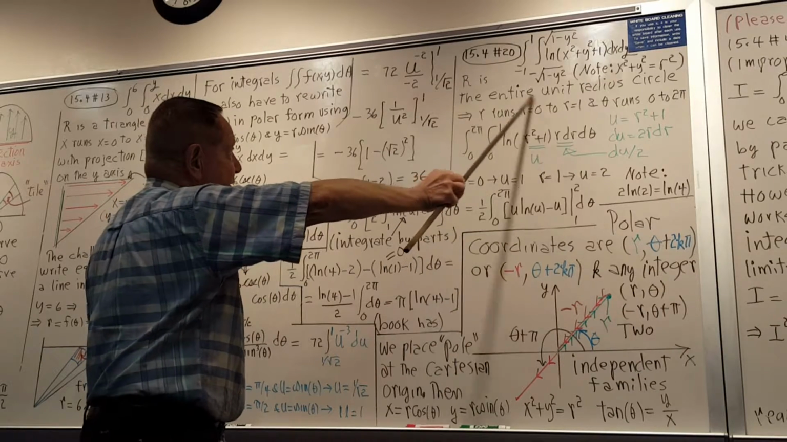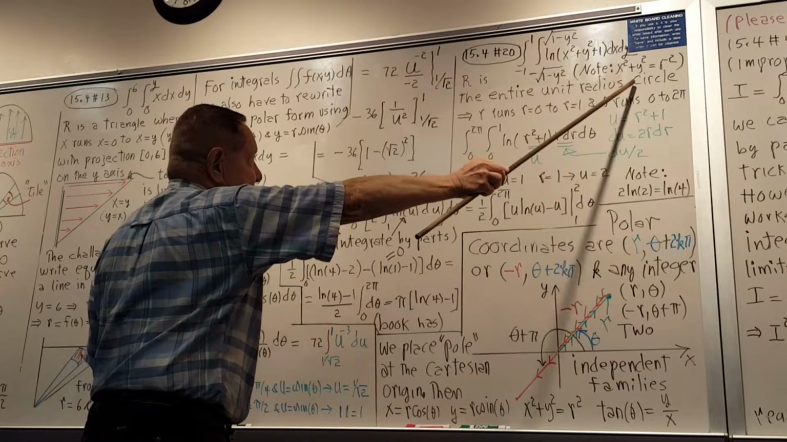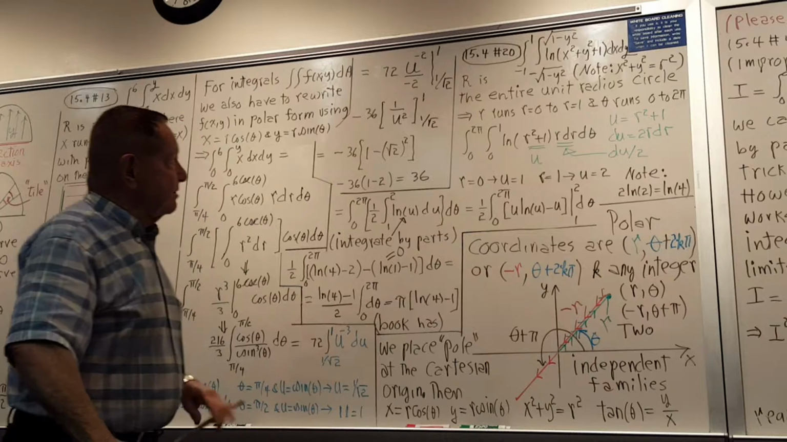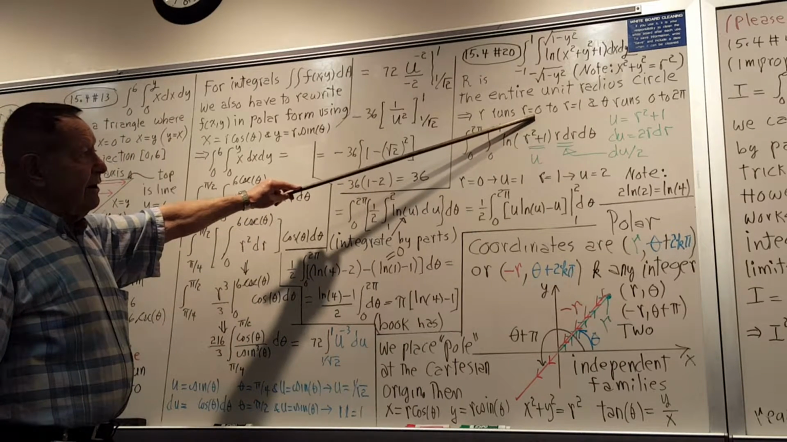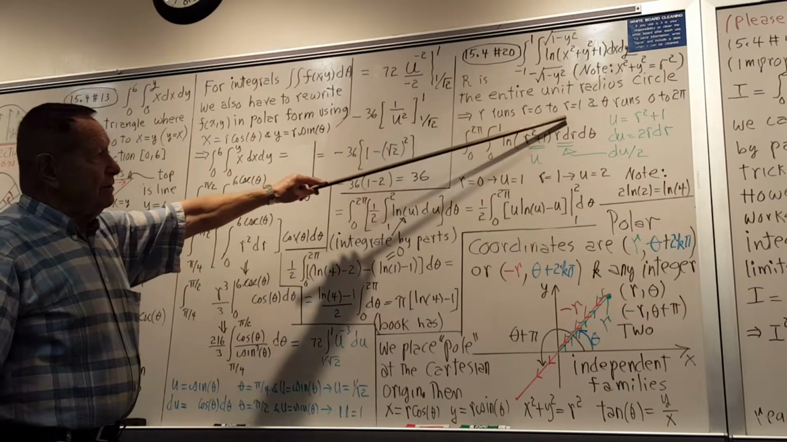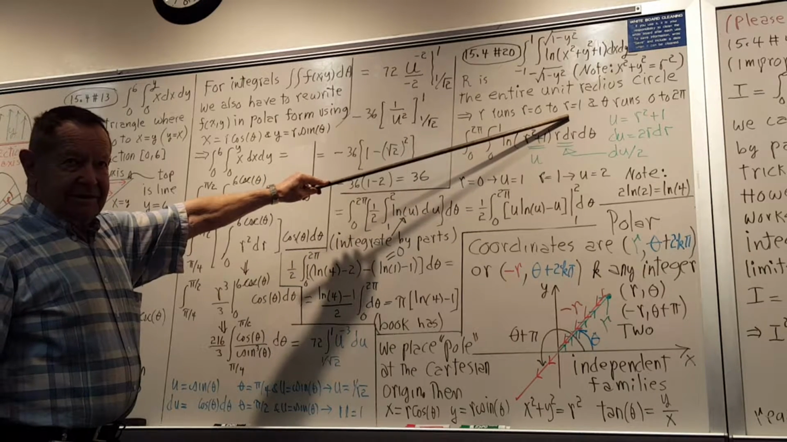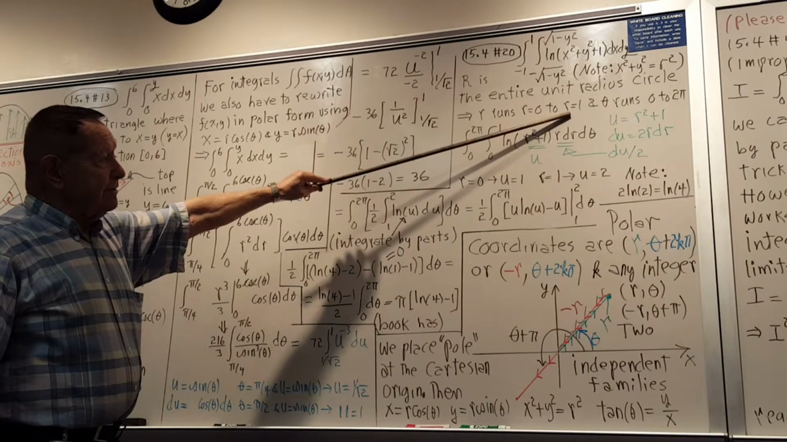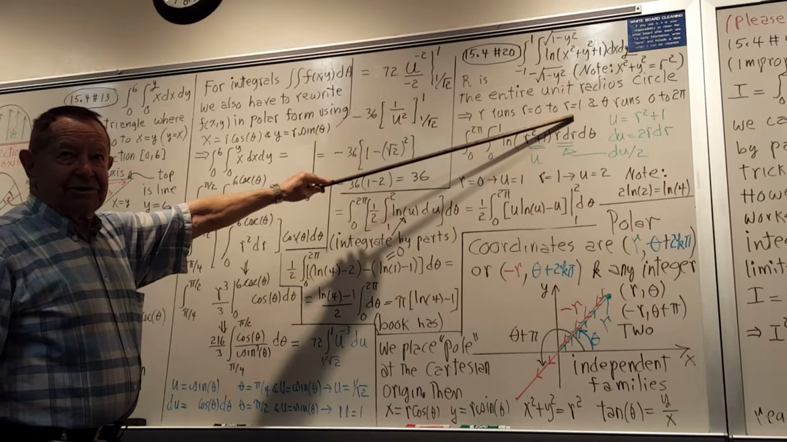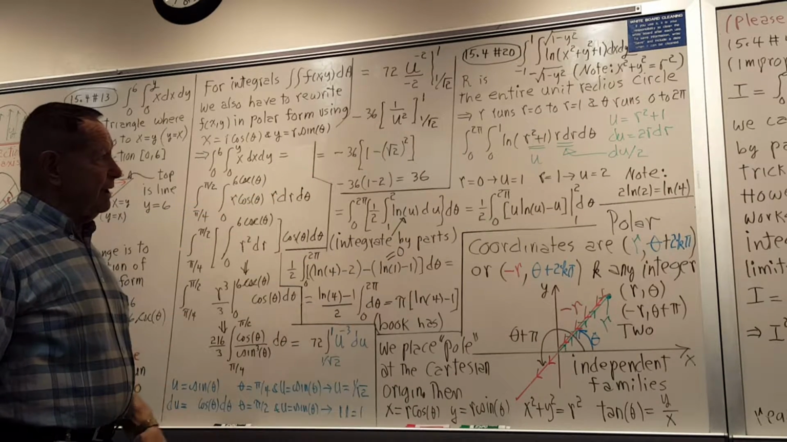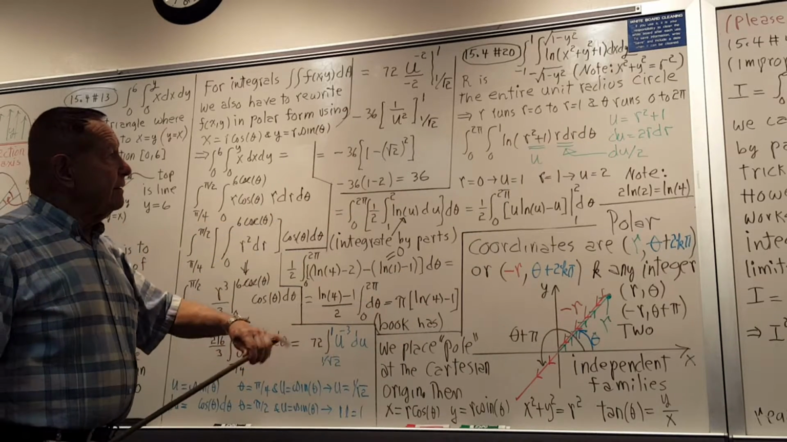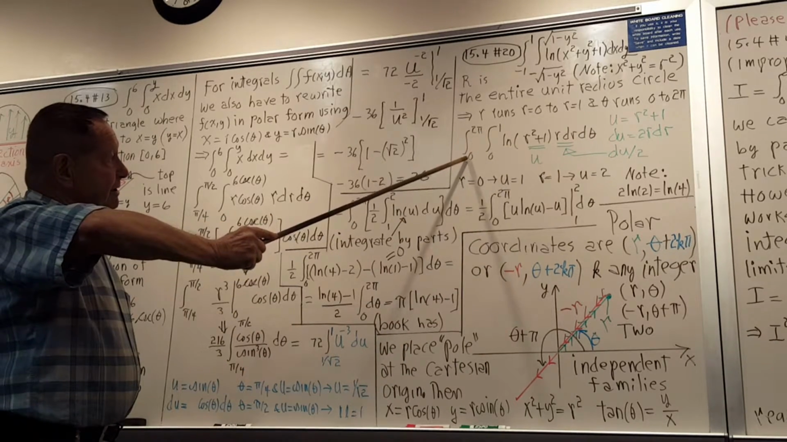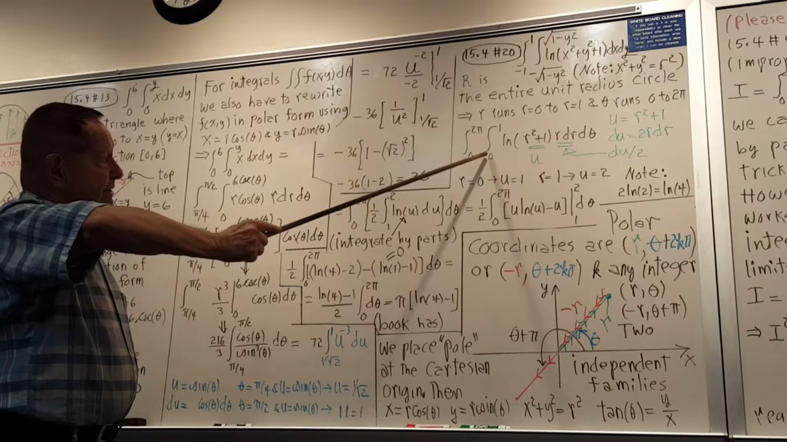So as I wrote here, this is the entire unit radius circle. So that being so, your r is going to go from the pole to the length of the ray, which is what you call the radius, which is 1, and the angle is going from 0 to 2 pi. So your new limits then are like this.